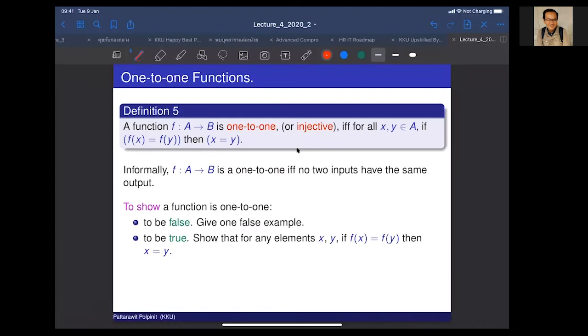Let's say f is a function from A to B. And then let's suppose that f is a 1-to-1 function, which sometimes is called injective. Okay, injective. F is 1-to-1 if and only if for all x, y in the domain set A, if f(x) is equal to f(y), then x is equal to y. What does that mean actually? So basically, any function, if it's going to be 1-to-1, you have to be able to show that for every member in A.